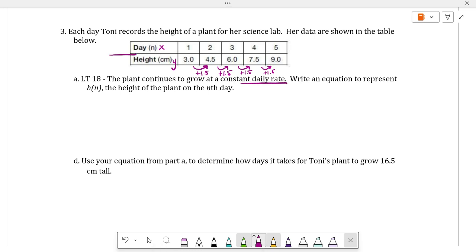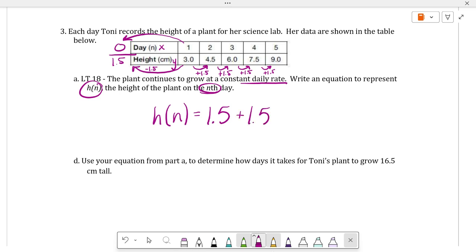All right. I need to work backwards in order to get to day 0. What's our starting height of the plant? So I need to take away 1.5 from 3. And we end up with 1.5. So when we're writing an equation to represent h of n on the nth day, we're going to start h of n equals, and we're starting with our starting height of the plant, which is 1.5. Our pattern, or our rate of change, is increasing 1.5 centimeters per day. And we represent days with the letter N in this specific example.